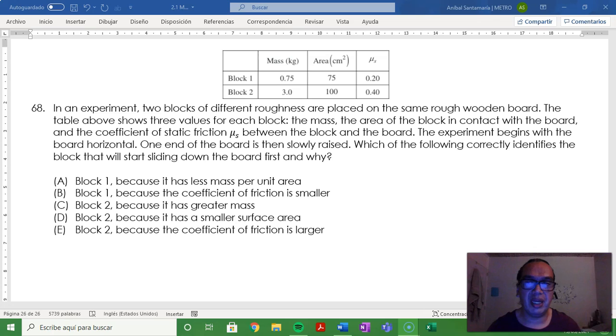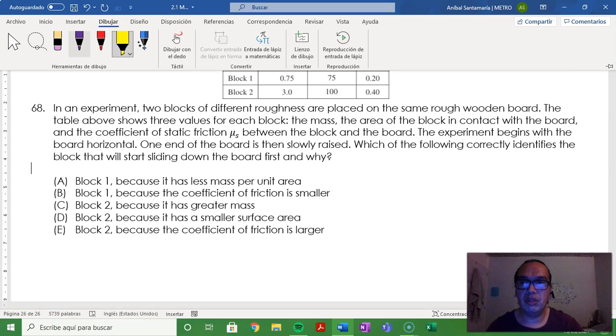The experiment begins with the board horizontal. One end of the board is then slowly raised. Which of the following correctly identifies the block that will start sliding down the board first, and why?